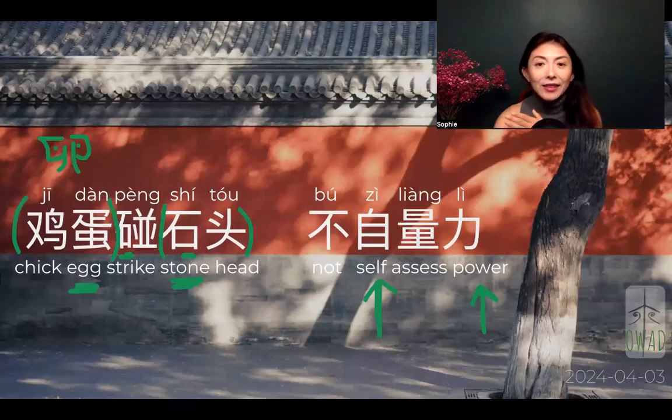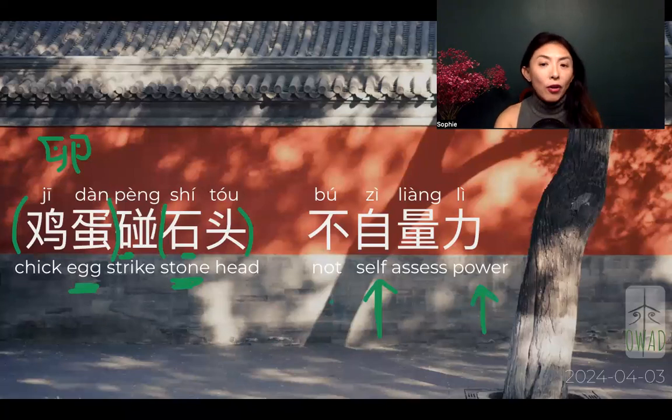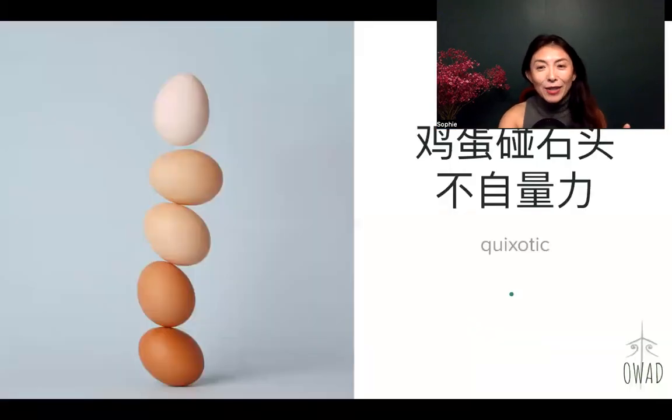And then the moral of the story is, whoever is acting like the egg trying to crack the stone, you're not doing this self-assessment correctly, not the negation, like you're not really thinking about what power you really hold against the situation or the challenge you really take on. So the best one-word translation I can find is Quixotic.